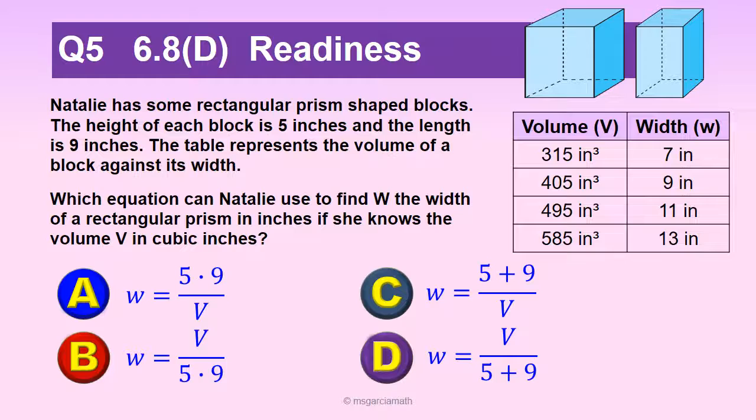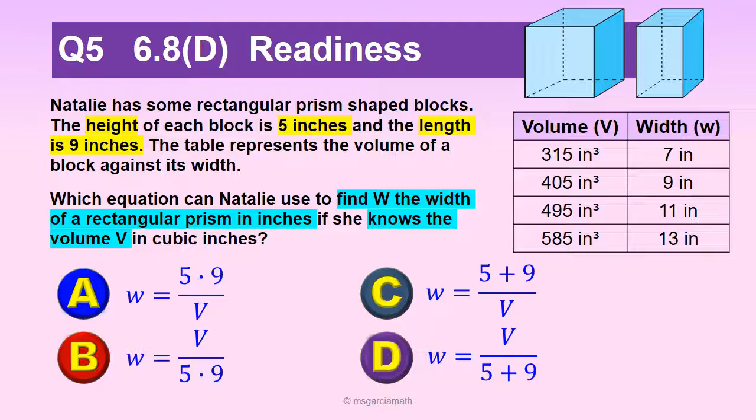Natalie has some rectangular prism-shaped blocks. The height of each block is 5 inches and the length is 9 inches. The table represents the volume of a block against its width. Which equation can Natalie use to find W, the width of a rectangular prism in inches, if she knows the volume B in cubic inches?